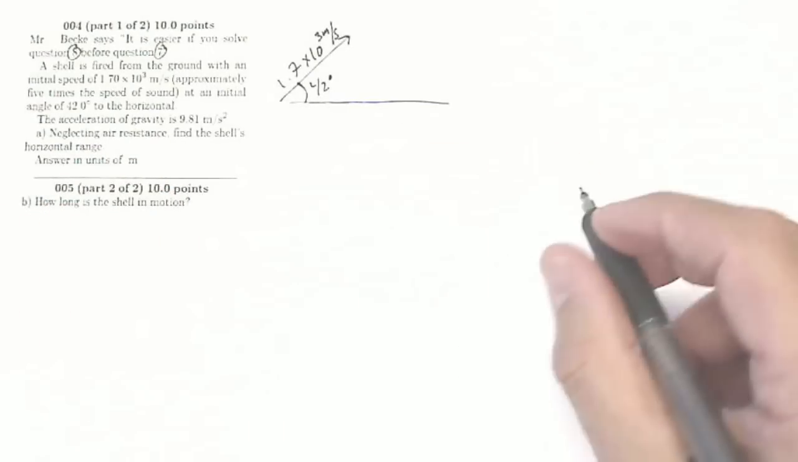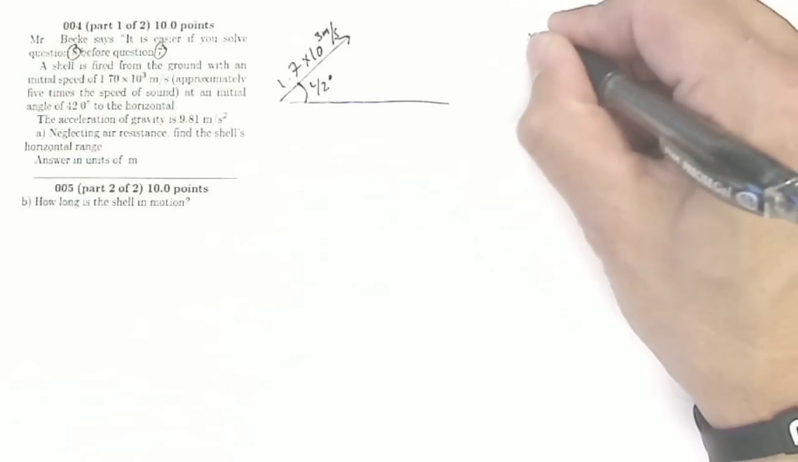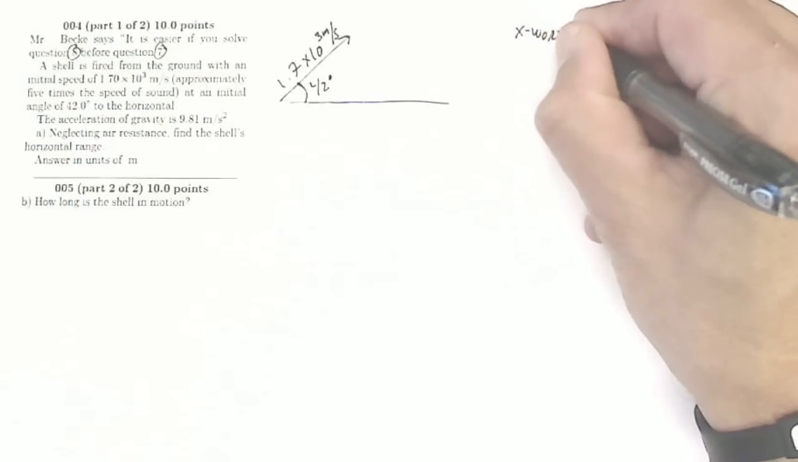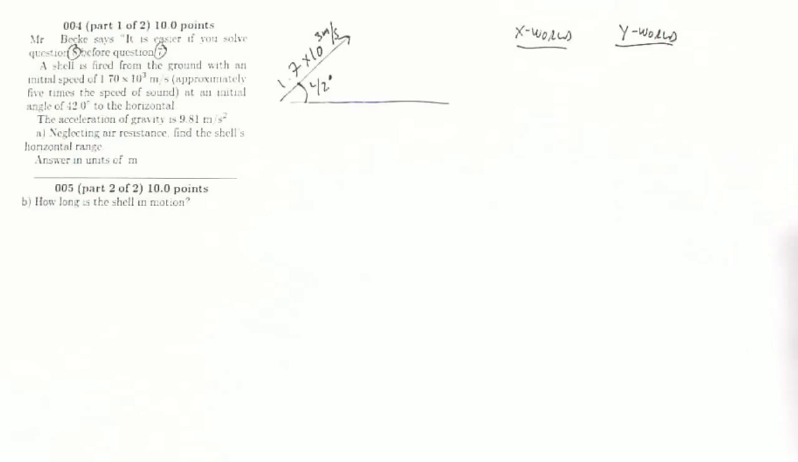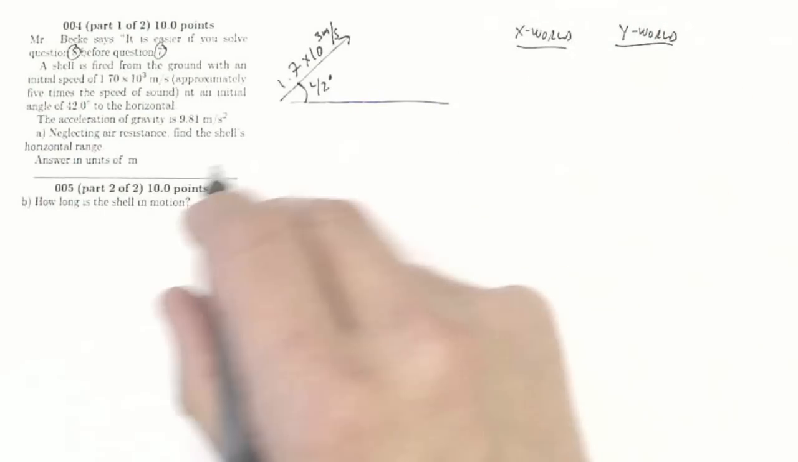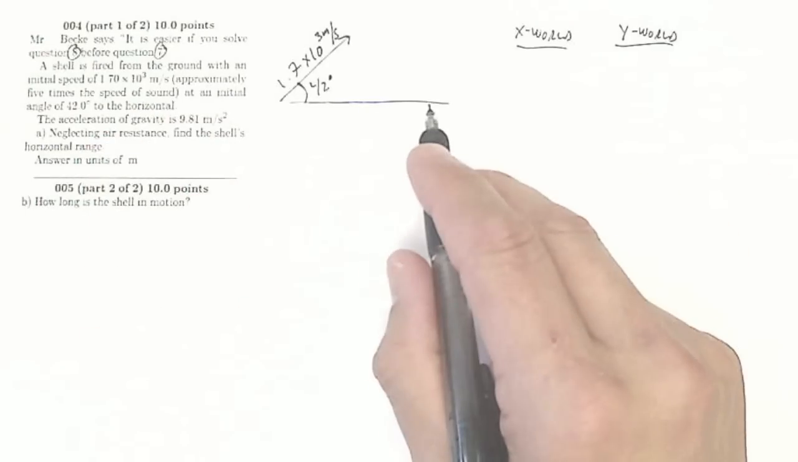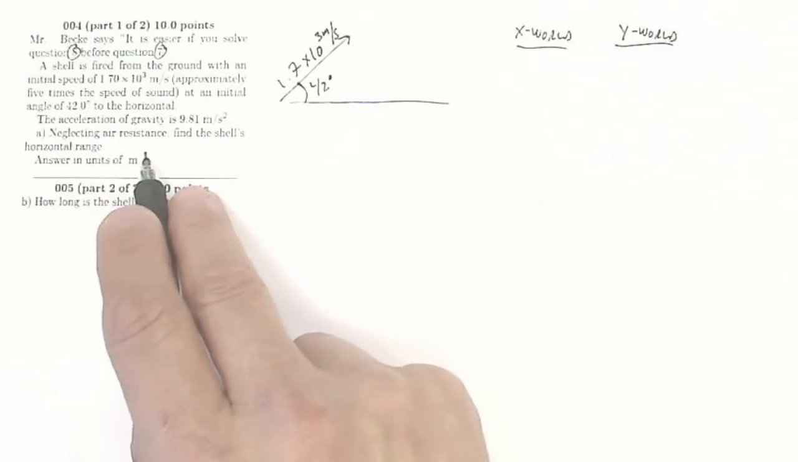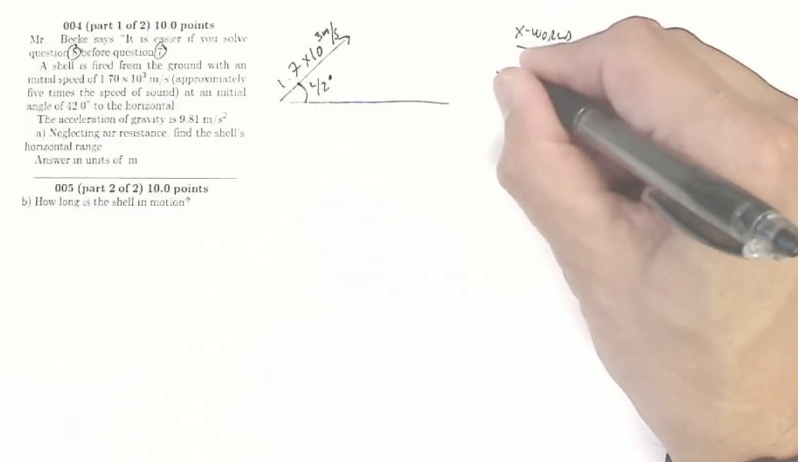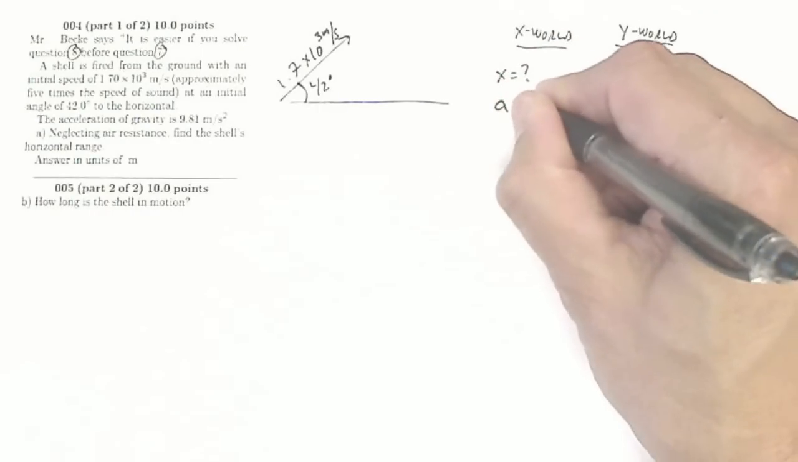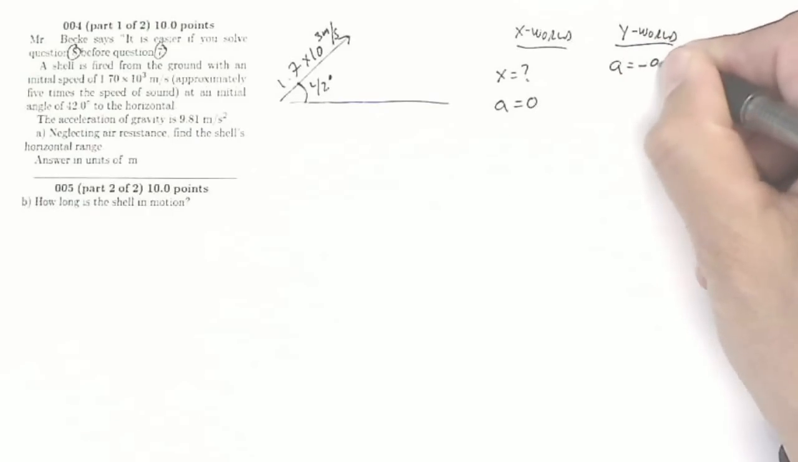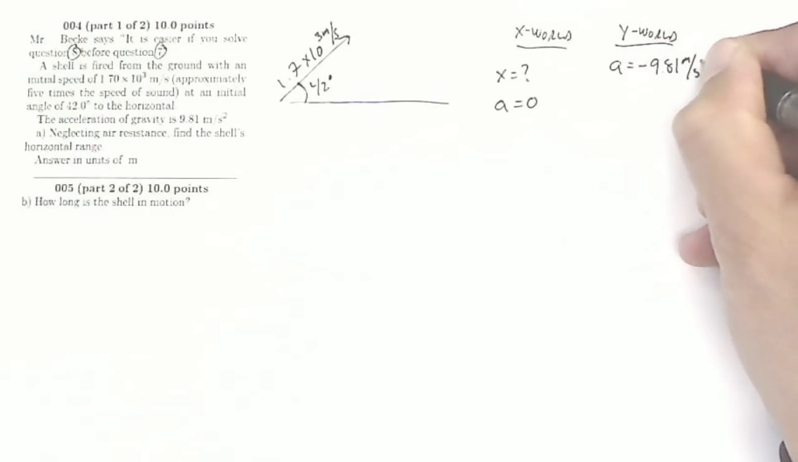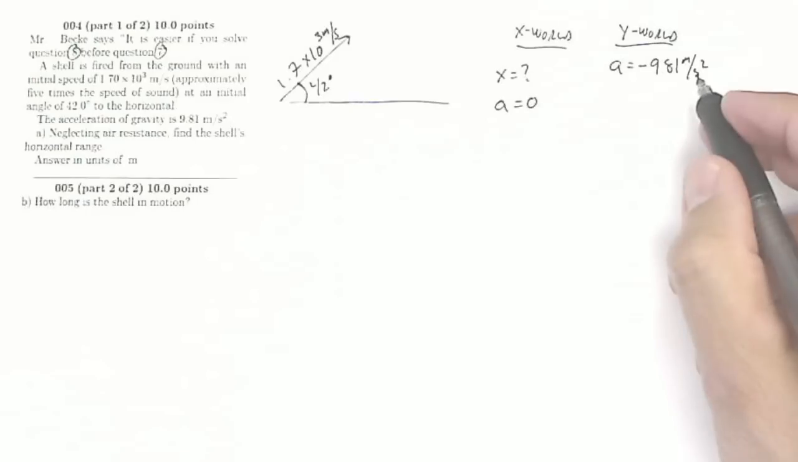Well, in order to get the range, first let's worry about x world and y world. So I'm going to write x world, and y world, and see what I know. In the x world, I know very little. I don't know the time. I don't know the distance. That's kind of what I'm looking for here. So x equals question mark. I do know my acceleration is 0. In the y world, I know that my acceleration is negative 9.81 meters per second squared. Also in the y world, that's about it. I don't know much else.